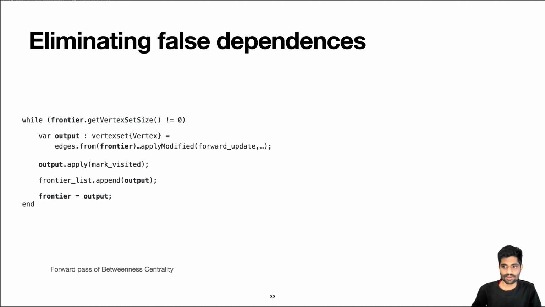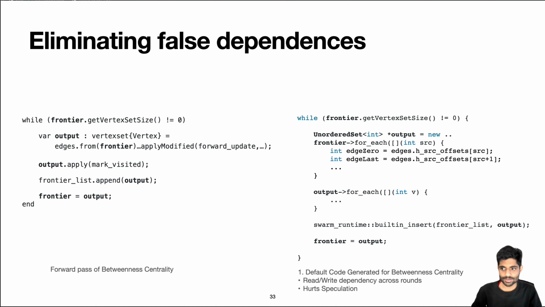We can see that a subset of the active vertices are stored in the vertex data structure frontier, and their edges are processed in each round to produce the next set of active vertices. This process is repeated till convergence. On the right, we have shown the default code generated from UGC without any optimizations applied.